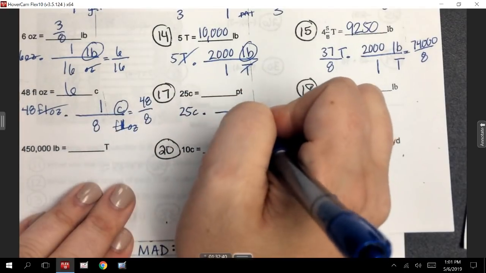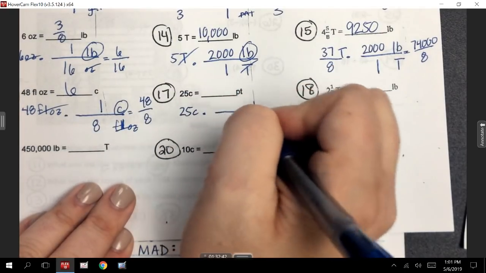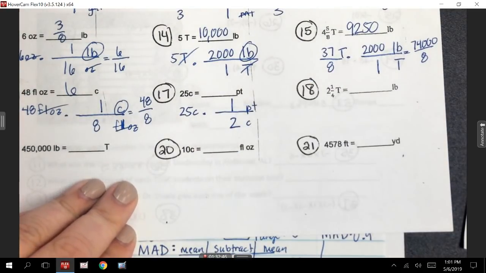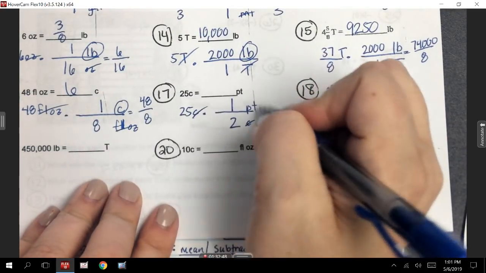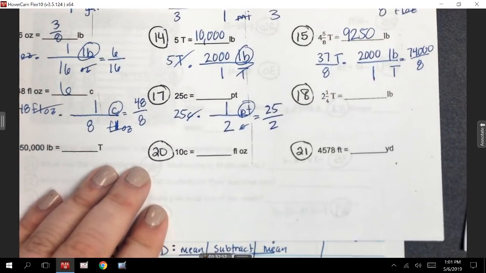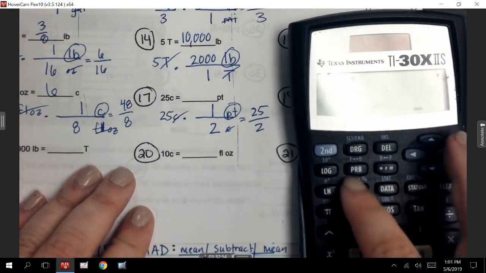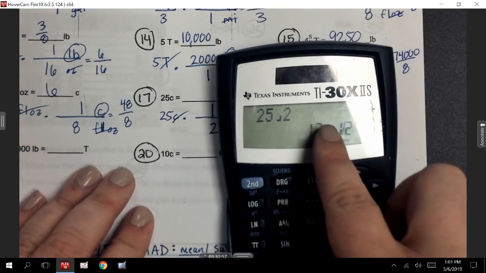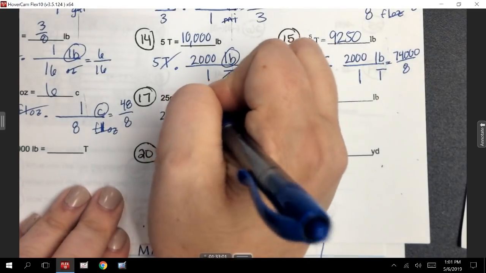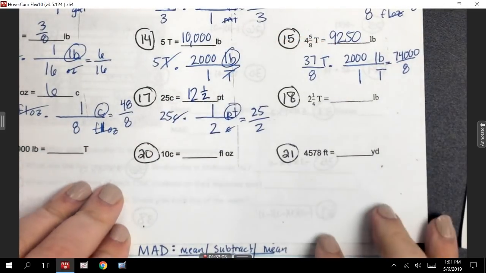25 cups times cups and pints. 1 pint is 2 cups, because each prince has 2 cats. My cups go away, leaving me with pints. So I get 25 over 2. That's not something easy to do in my head. My calculator can do that very quickly, making it a fraction. Push enter, it changes it for me to 12 and a half. A lot of us could probably do that quickly in our heads as well.